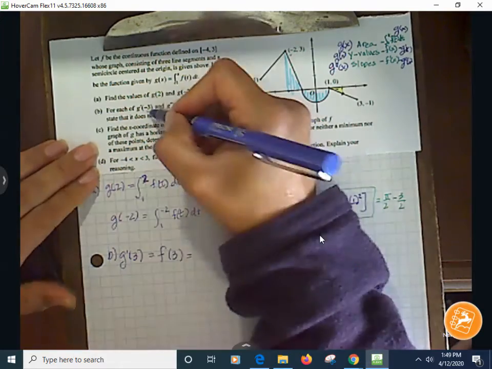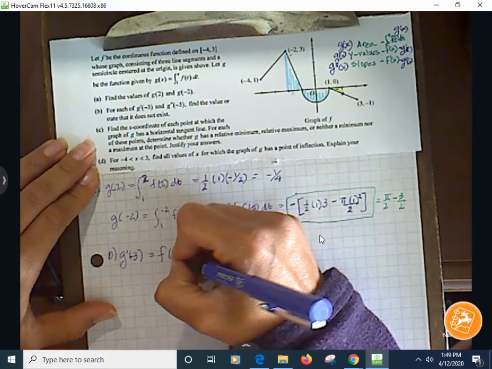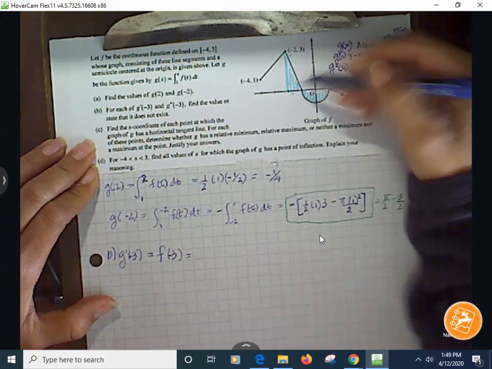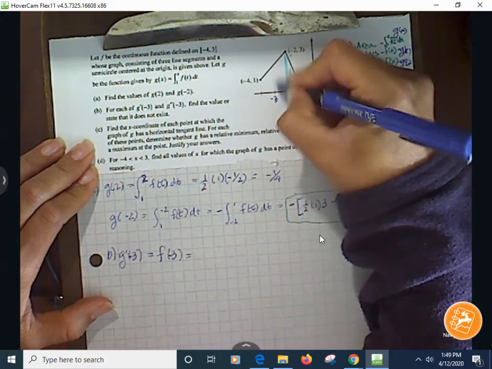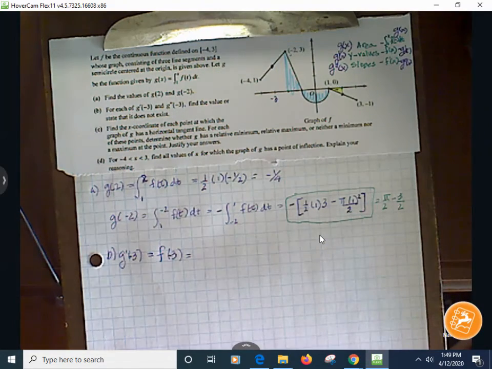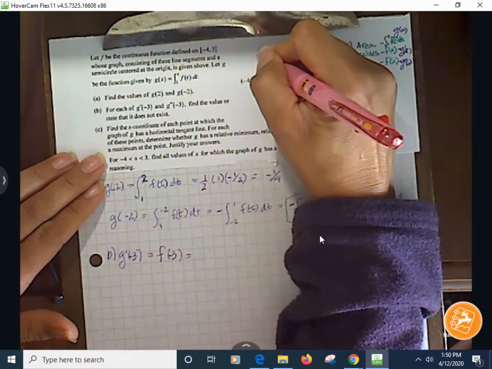Oh, excuse me. This is negative 3. Okay, so that's negative 2. This is negative 3. Like so. And so now I'm curious about what that y value is. Luckily, these are lines. So give me a second.